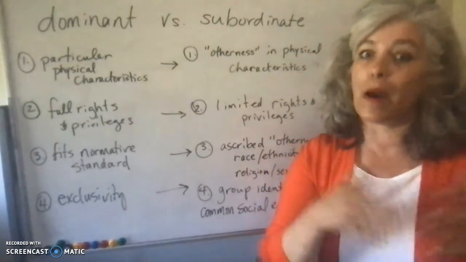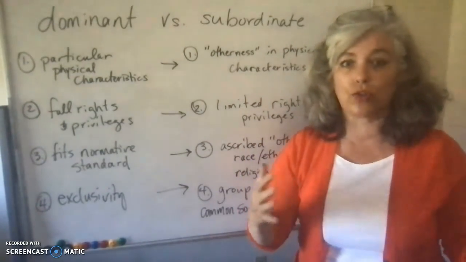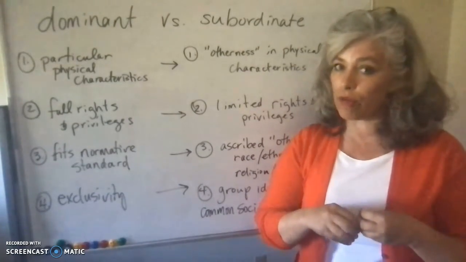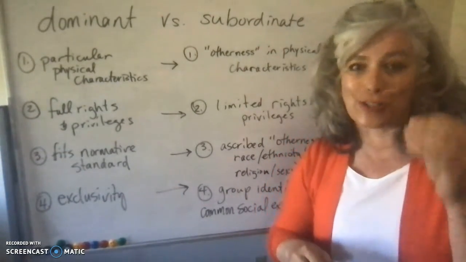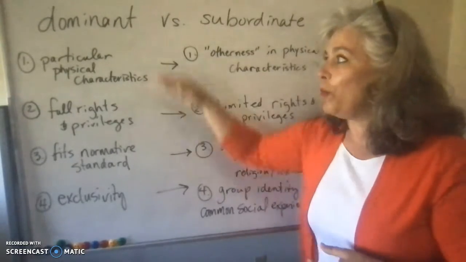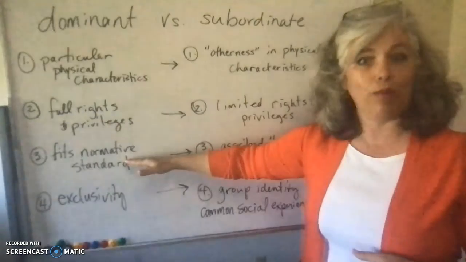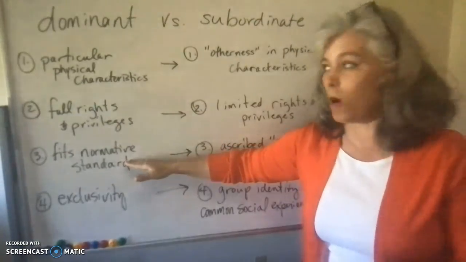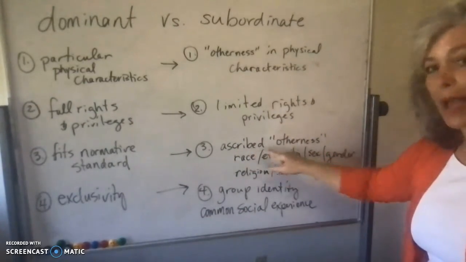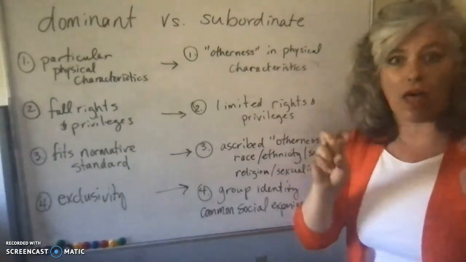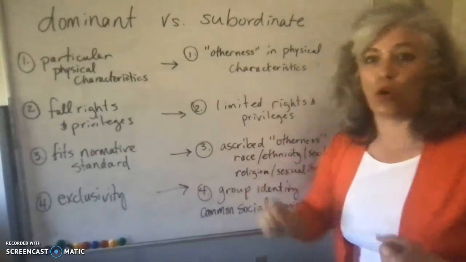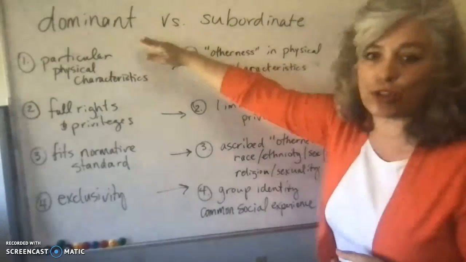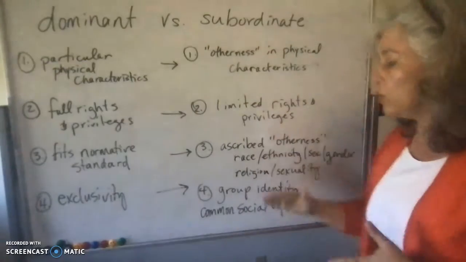It's about assumptions. It's about macro level parts of the social structure, the social facts that we inherit at birth. And sometimes your ascribed status will put you into a group that fits that normative standard for the most part, and other times your ascribed status identifies you as other because you don't fit that normative standard that has been established over time by the dominant group.